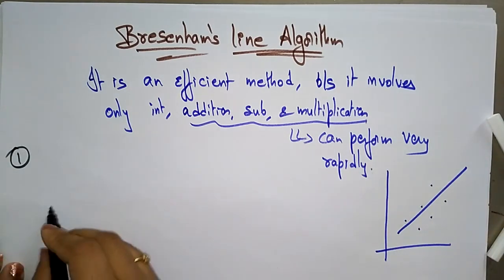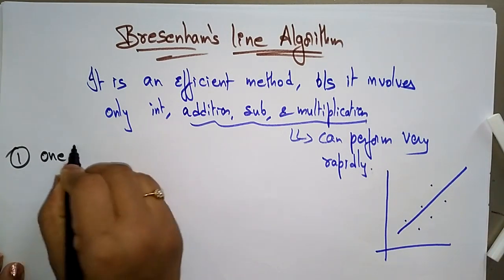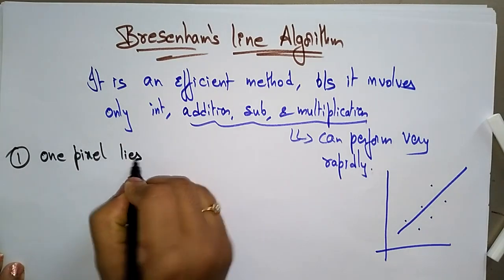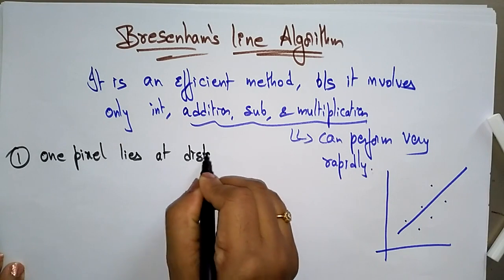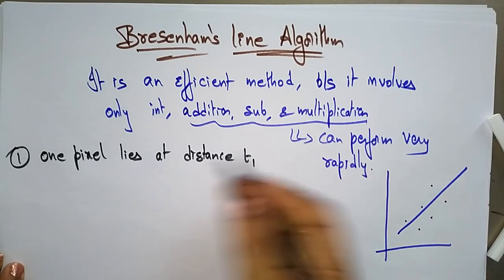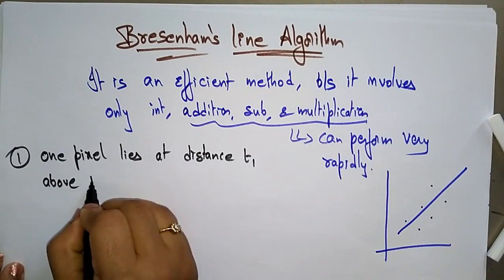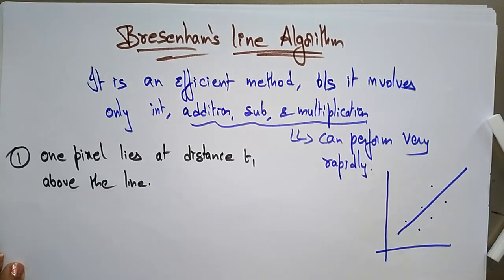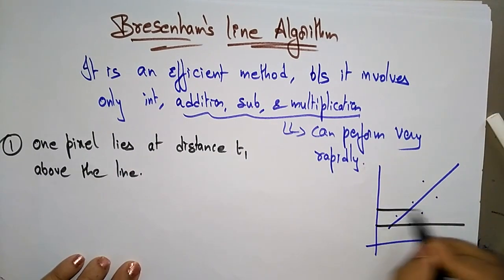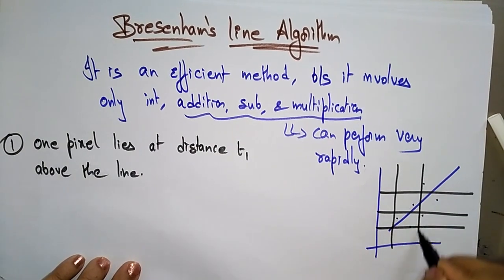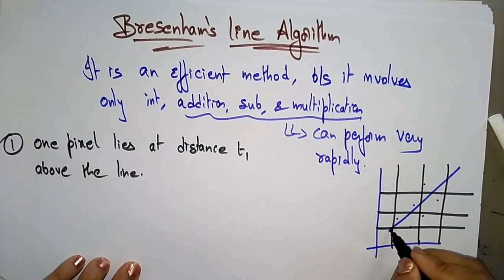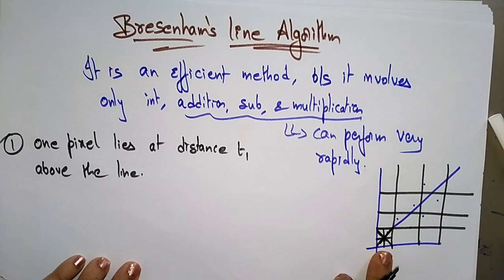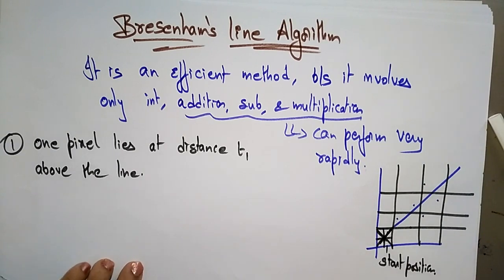First step. For a given value of x, one pixel lies at distance t1 above the line. Let me take one pixel at a distance t1. First let me show you, this is a graph. Here, this is the start point, the start position.